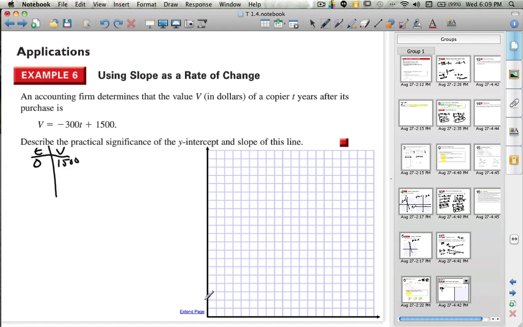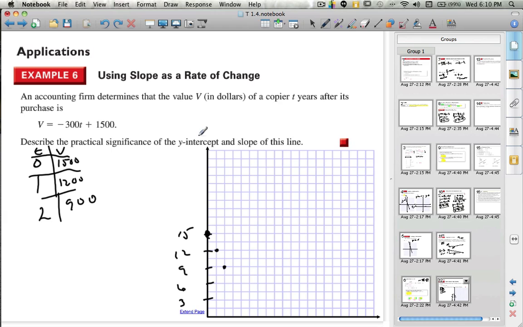That means that's the value now. So let's see, 1, 2, 3, 4, 5. So let's just say each one of these is 300. So this is 3, 6, 9, 12, $1,500 right there. When I go to 1, I'll have negative 300 plus 1,500. That's 1,200. And when I go to 2, I'll have negative 600 plus 1,500, and that's 900. So what's happening is the 300 represents the amount of the loss in value each year.